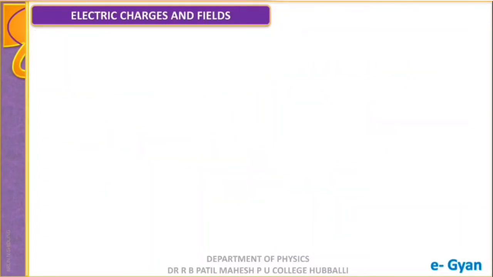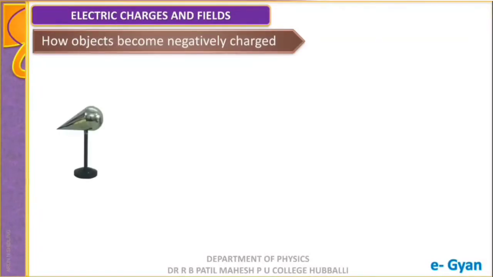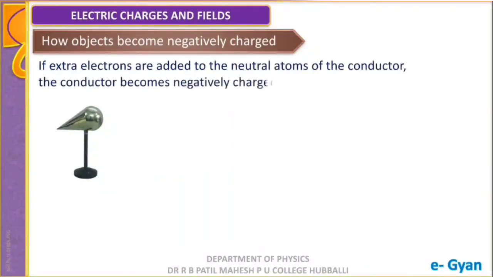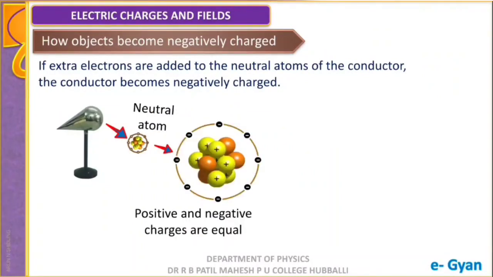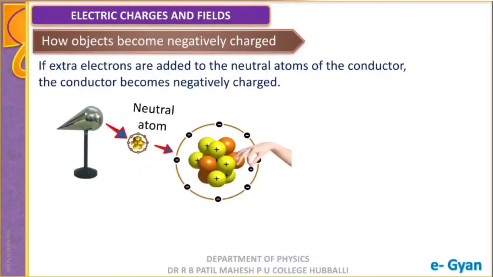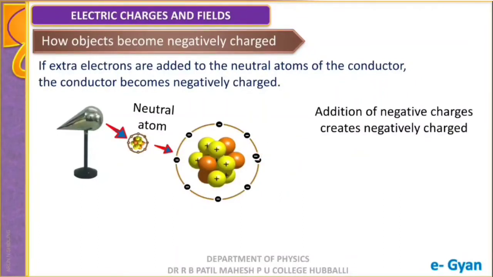Moving ahead, now let us see how objects become negatively charged. This time if an extra electron is added to a neutral atom of the conductor, then the conductor becomes negatively charged. Let us take a neutral atom, and here in the enlarged one, you can see the number of positive charges is equal to the number of negative charges. Now if I get an electron and add it to the atom, then what happens? There is an excess negative charge, one excess charge. So this makes the atom negatively charged.